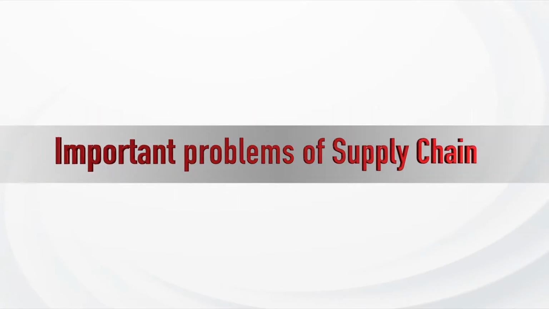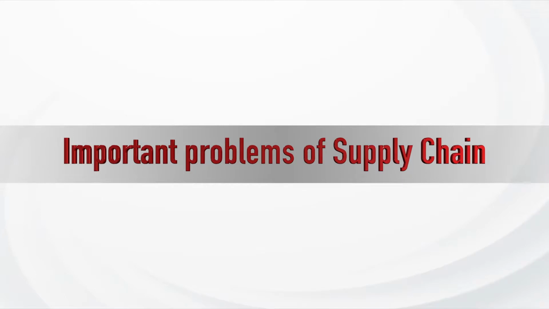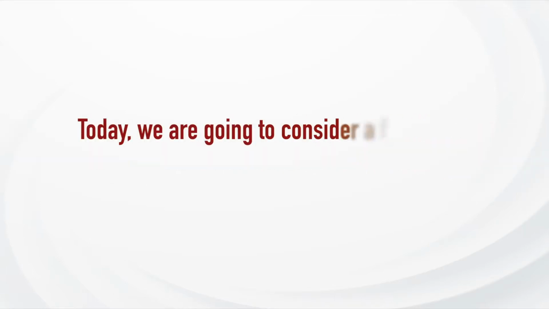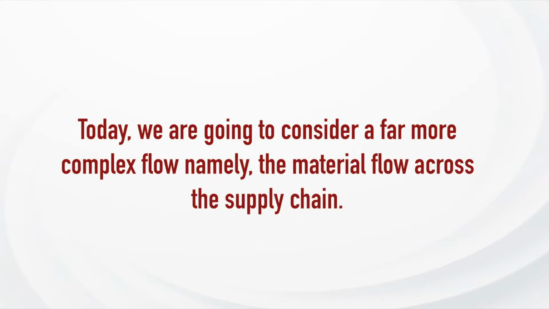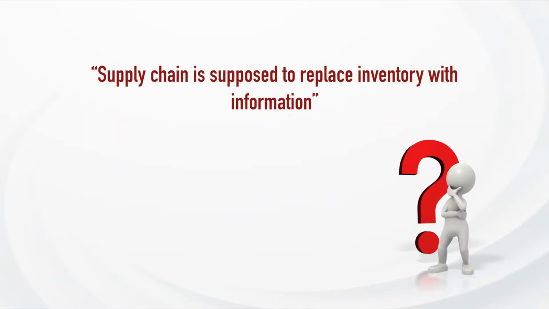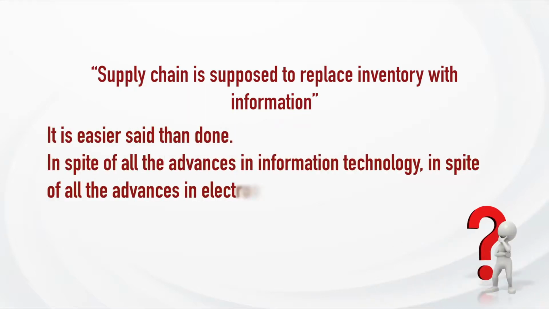In the last video we discussed two important problems in supply chain flows, namely information and money. Today we are going to consider a far more complex flow, namely the material flow across the supply chain. Now in supply chain we have a famous punchline. Supply chain is supposed to replace inventory with information. It's easier said than done.